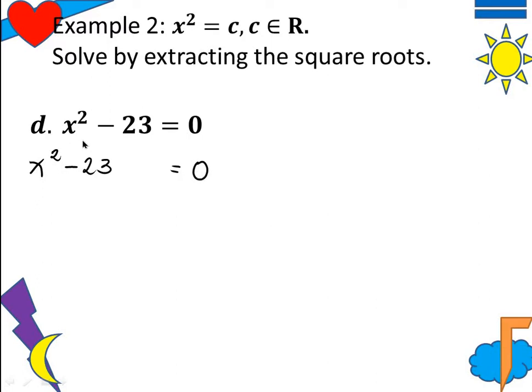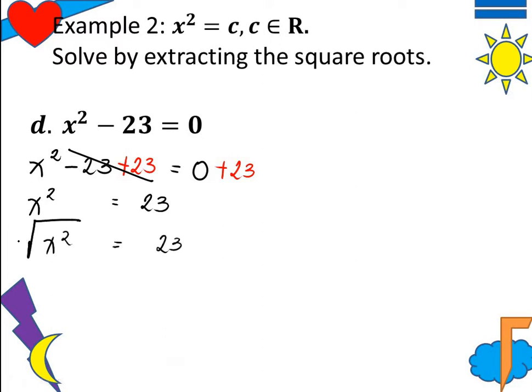Letter D, we have here x squared minus 23 is equal to 0. Step number 1, isolate our constant term, which is 23. Take note, this is minus 23, so we add the additive inverse, which is plus 23, on both sides of our equation. Simplifying it, we have x squared. Negative 23 plus 23 is equal to 0. 0 plus 23 is positive 23.